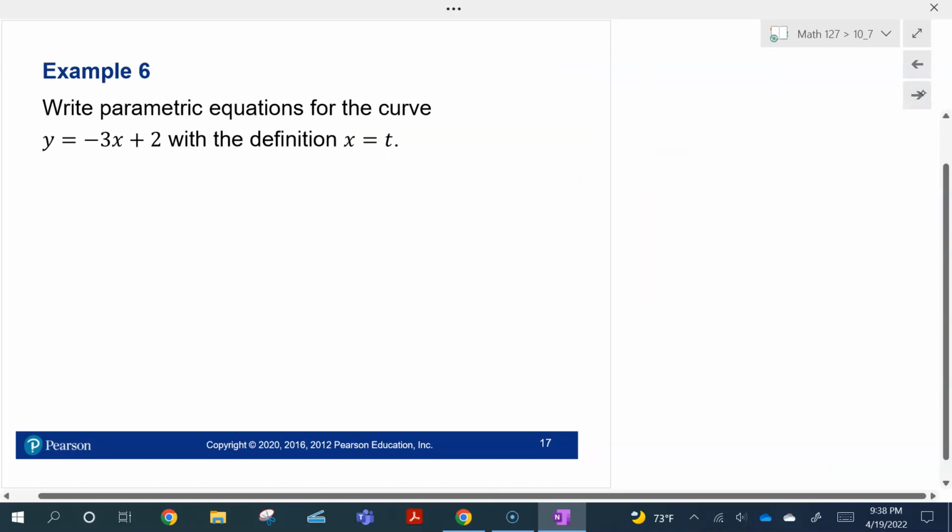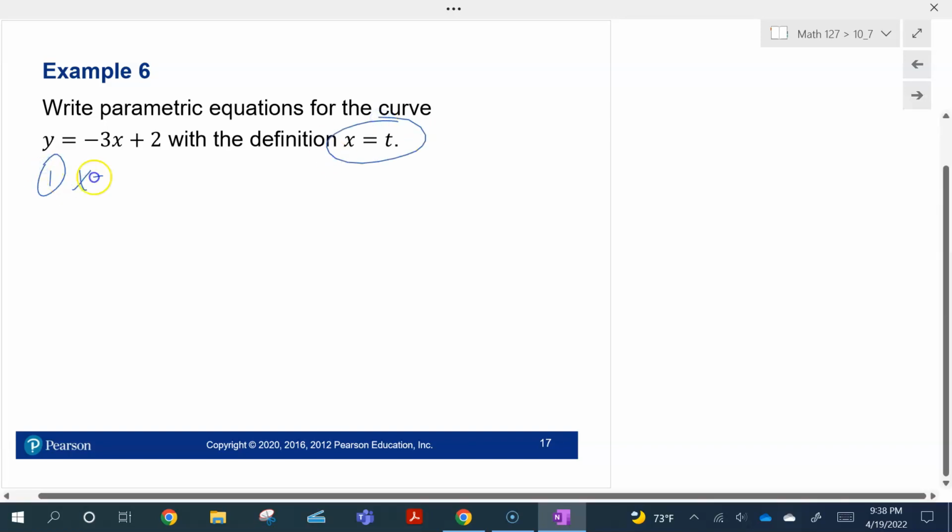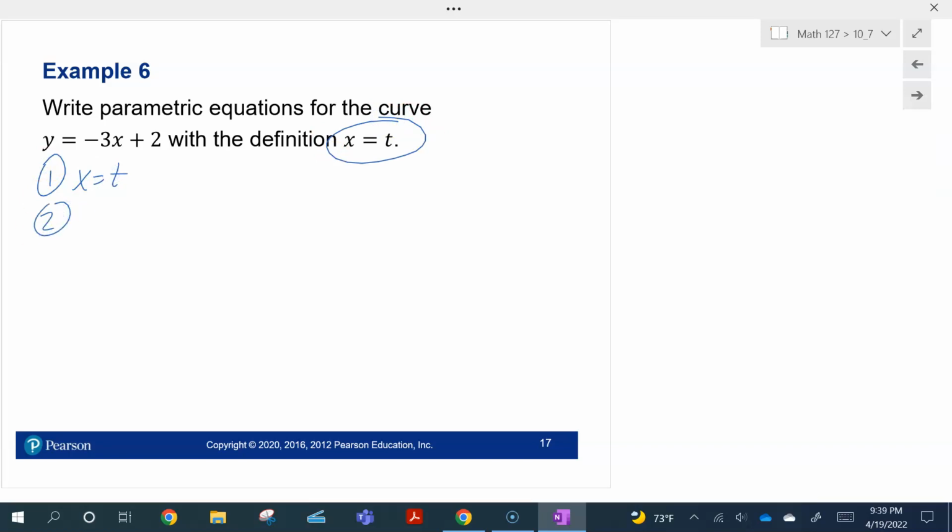Alright, let's finish off here with a few examples of just writing parametric equations for the curve given where y equals negative 3x plus 2 with the definition of x equals t. So number one, I'm going to start out with, well, they give me that x equals t, sorry. And we know that y equals negative 3x plus 2, and so by substitution, if x equals t, I'm going to plug that in there for x. So y equals negative 3t plus 2.